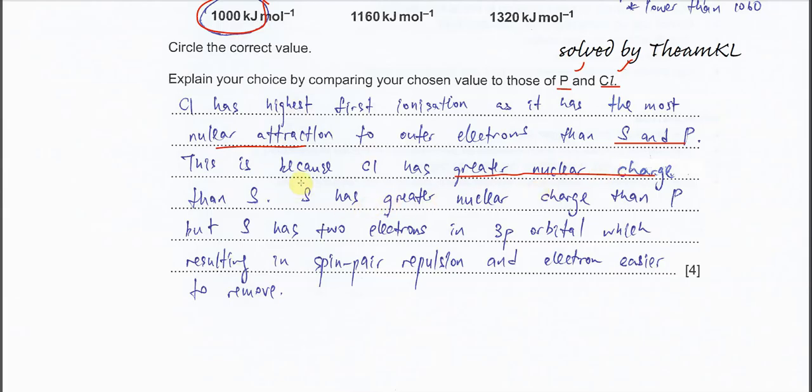For sulfur, we know that sulfur has a greater nuclear charge than phosphorus. This is true because sulfur is on the right-hand side, and it has a higher proton number. Even though sulfur has a greater nuclear charge, sulfur has 2 electrons paired in the p orbital, resulting in the spin pair repulsion that I told you just now. This spin pair repulsion lets the electron be released more easily, and therefore it needs less energy. So that's what you need to explain.